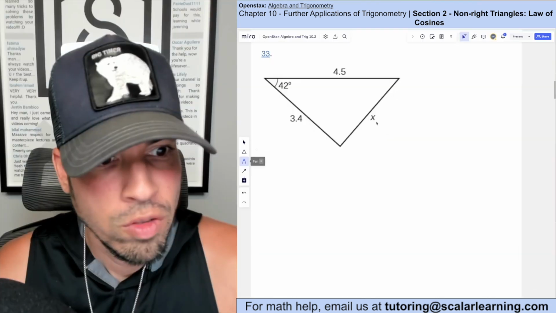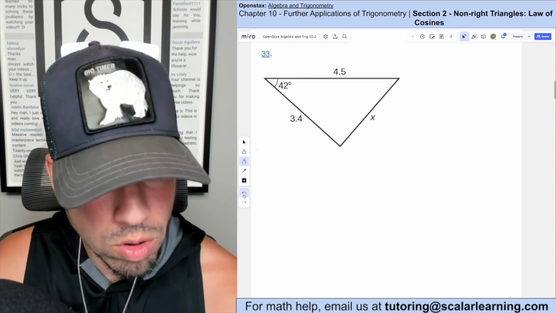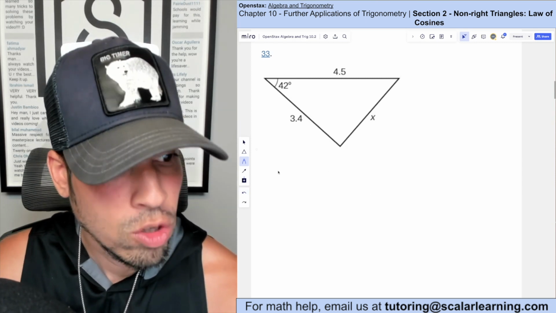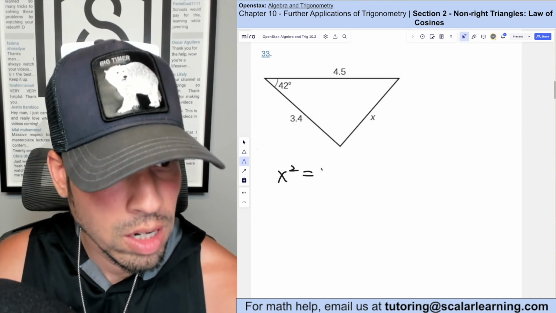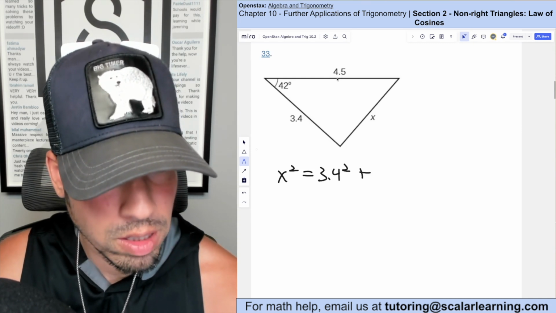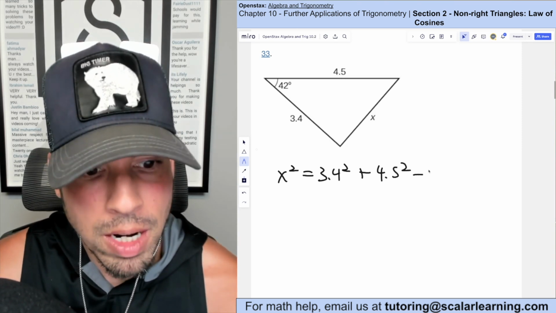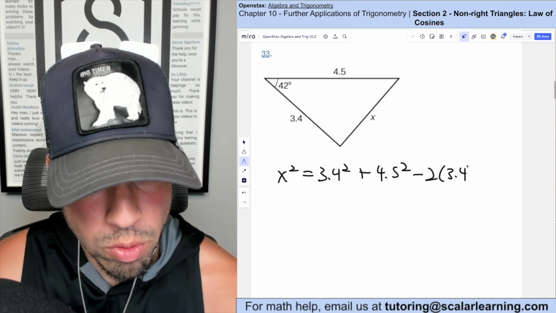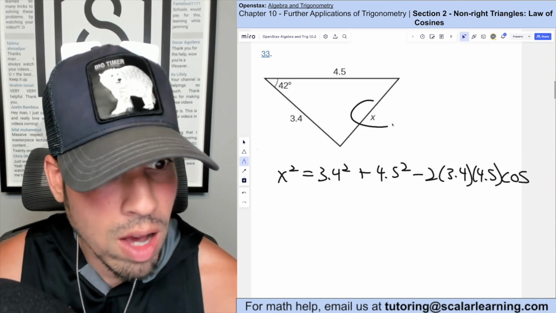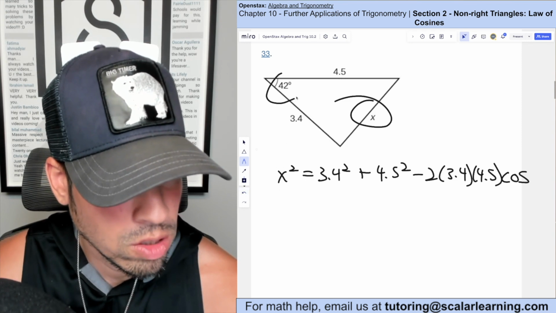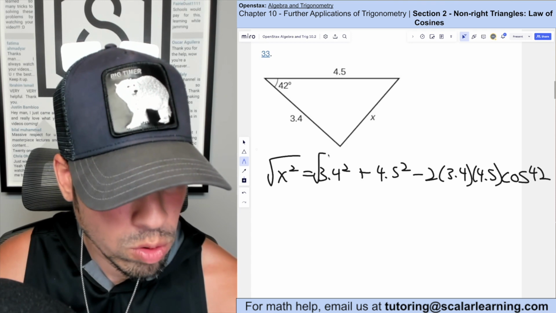Boom, done. So for this one, we're trying to solve for x using the law of cosines, and it's great because we do know the angle opposite, so we're good to go. So we can say the side we're trying to find, x squared, is equal to the other side squared, 3.4 squared, plus the other one, and in no particular order, right? I could switch these, it doesn't matter. And then minus 2 times those same sides, 3.4 and 4.5, times cosine of the angle opposite this, which is 42 degrees, okay? And now we got something to solve for just by taking the square root of both sides.